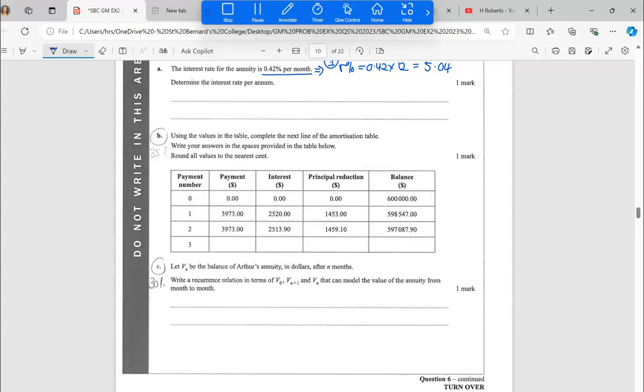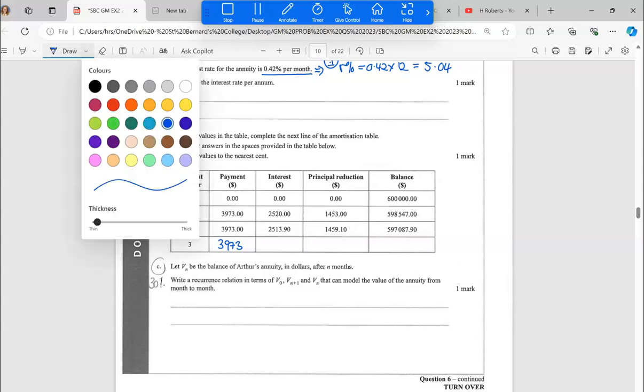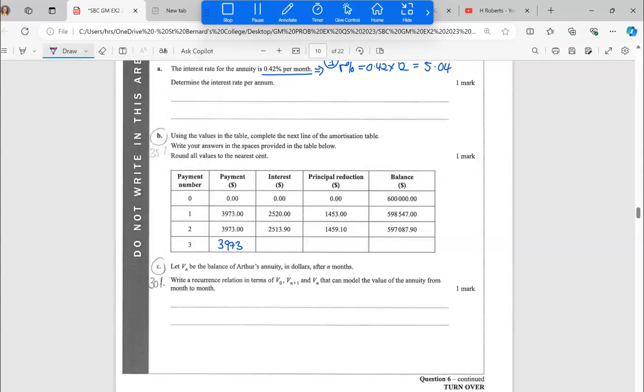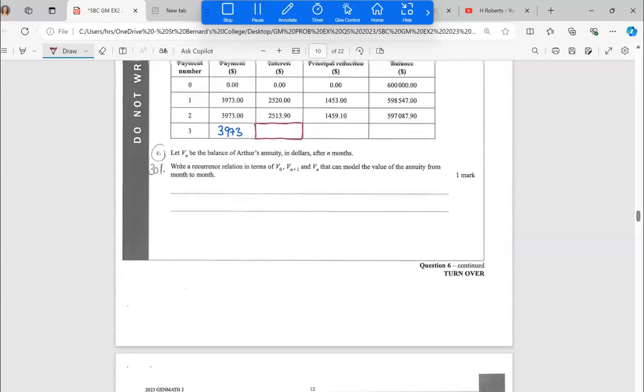But anyway, it says up here, this question B was not done well. It says using the table of values, complete the next line of the amortization, write your answers in the space provided. All right, so he's receiving payments. They've told us that he's getting 3973, so I'll put that in there. Now, we've got to work out a few different things. Now, this interest amount is, so we often say, I'm just going to do it down here.